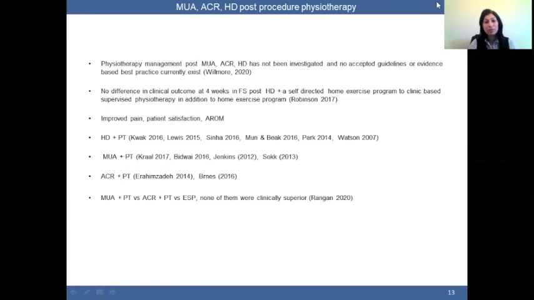Physiotherapy management following manipulation under anesthetic, arthroscopic capsular release, and hydrodistension has never been investigated, and there are currently no accepted guidelines or even evidence-based best practice. Robinson et al. in 2017 concluded in their randomized control trial that there's no difference between a patient-led home exercise program and clinic-based supervised physiotherapy along with the home exercise program in patients who had hydrodilatation at 4 weeks' time.